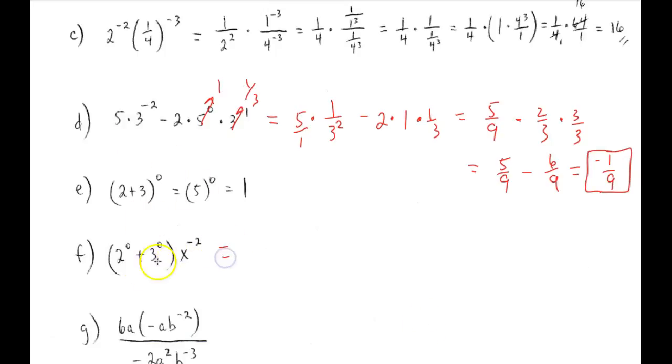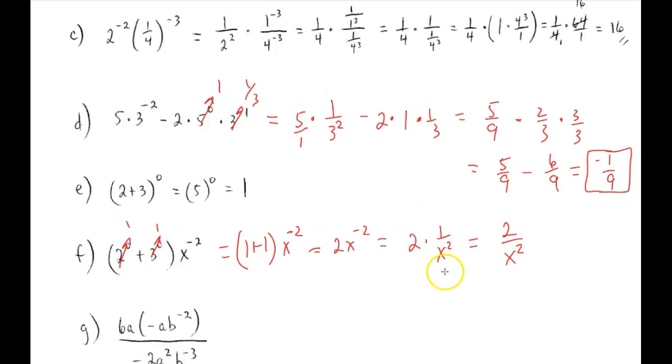Okay. For F, we know that 2 raised to the 0 power is 1. 3 raised to the 0 power is 1. And x raised to the negative 2, if we rewrite that after adding 1 plus 1 is 2, is just 2 times 1 over x to the positive 2, which just ends up being 2 divided by x squared.